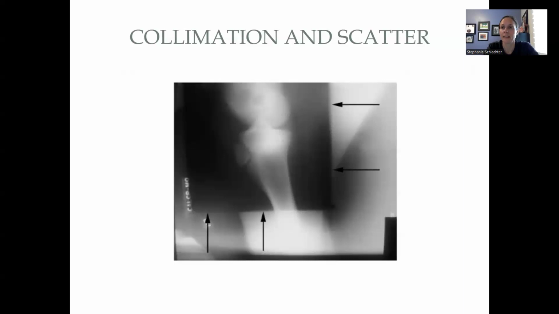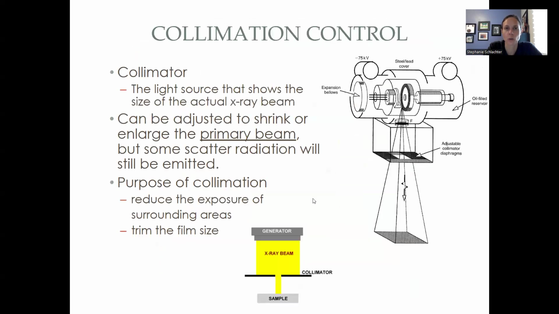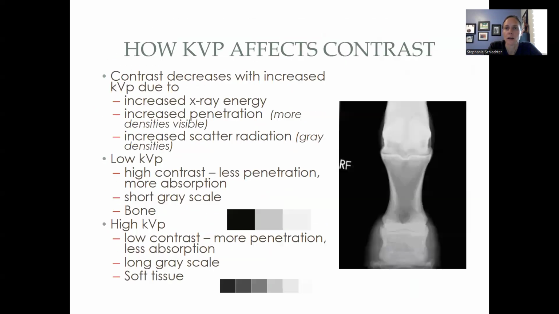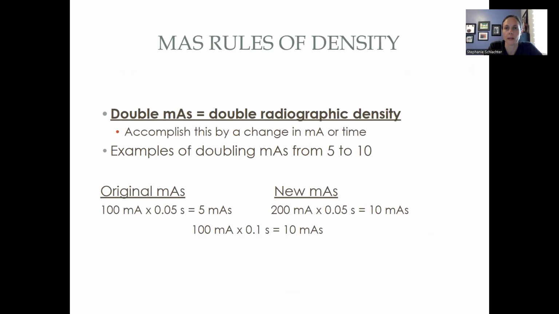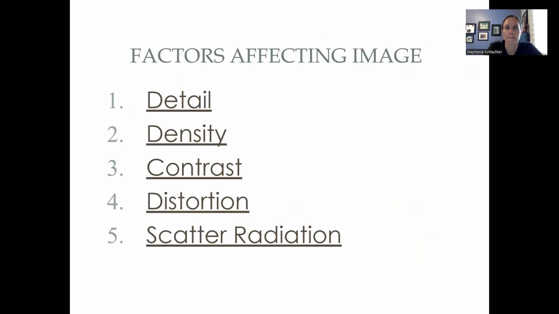All right, that is that. So again, you have 5 controllers of image quality. Remember: detail, density, contrast, distortion, and scatter radiation. Okay, so know those, know what each one does, and how it is going to affect your image quality.